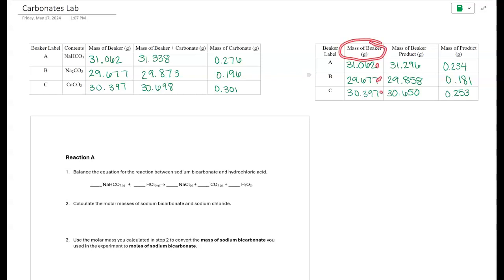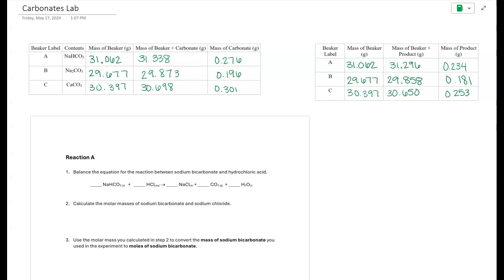So when we started the lab, we started with a beaker, we weighed it out, and then we added our carbonate to it. And so I just took the numbers that were recorded in table 1 and transferred them to table 2. So then I was able to calculate the mass of the carbonate that was actually added to the beaker. And then this over here, the mass of the product, this is the actual mass that we determined by weighing the product once it had fully cooled and come out of the oven.